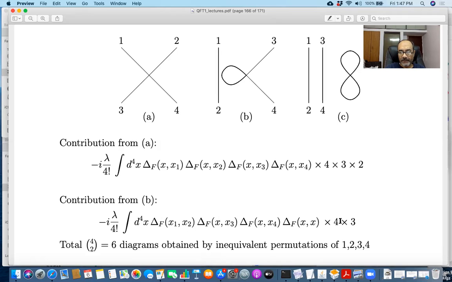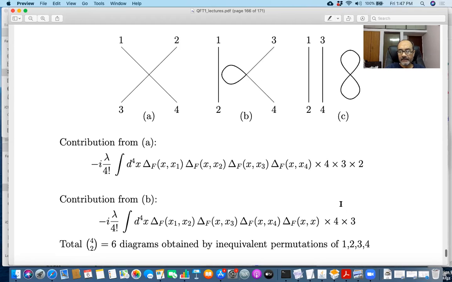And now the combinatoric factor, let's count. So 1 has no choice, it goes to 2. That's unique. 3 can go to any of the 4 lines coming out of this. That's a factor of 4. And then 4 can connect to any of the 3 leftover lines. That's this factor of 3. And now you have 2 lines left over coming out of this vertex. They have to join each other, according to this diagram, so there is no further choice. You get a factor of 4 times 3. Is this counting clear so far?